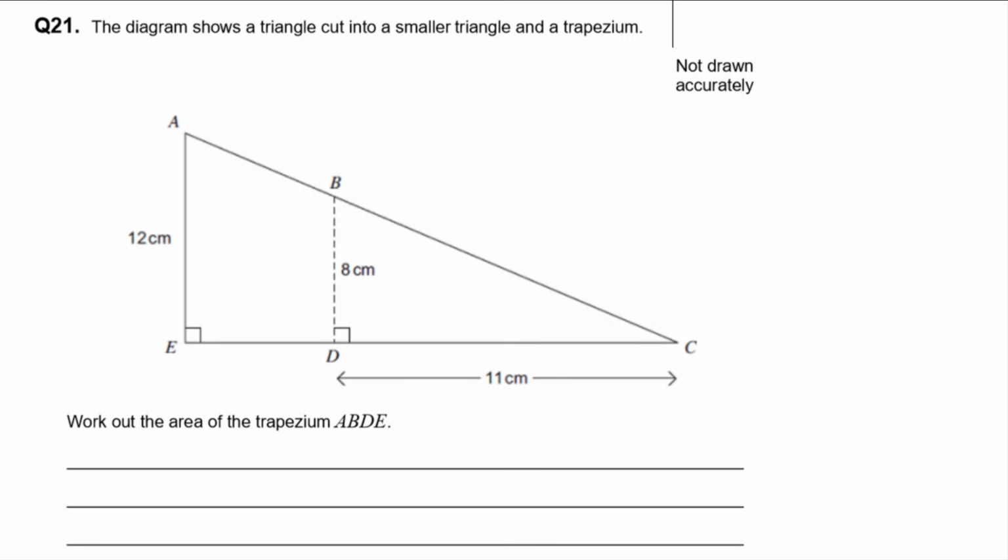Question 21. The diagram shows a triangle cut into a smaller triangle and a trapezium. Work out the area of the trapezium.